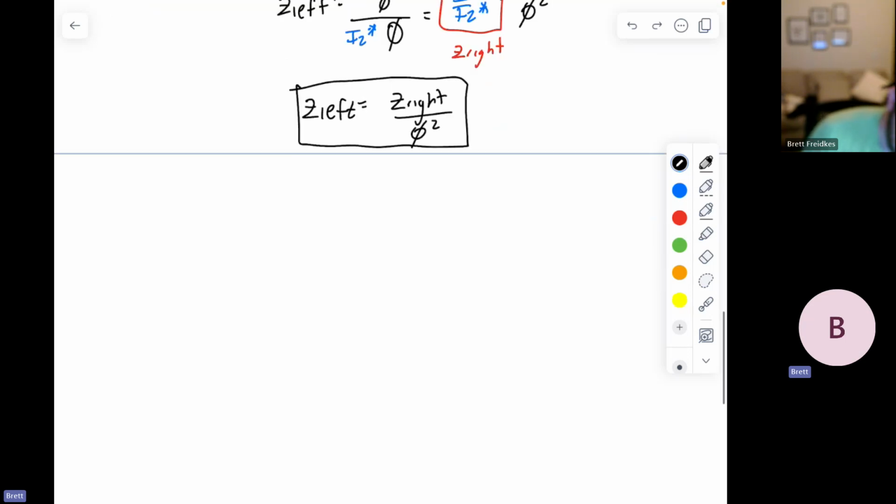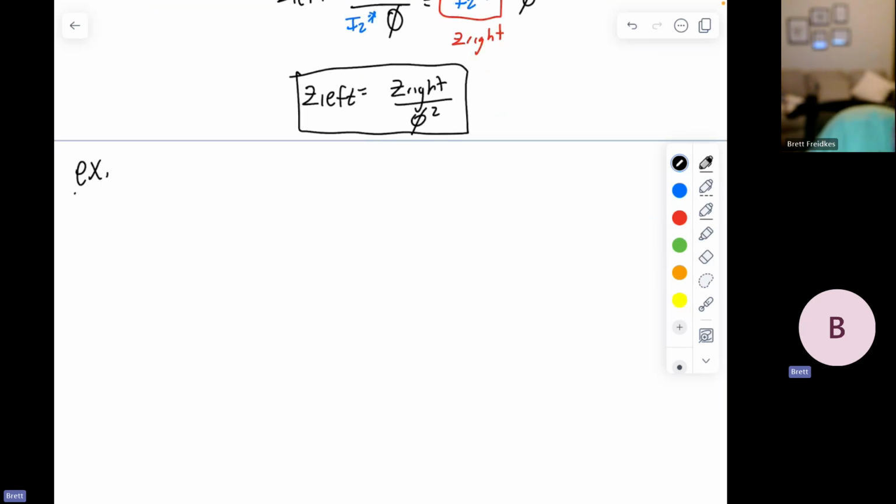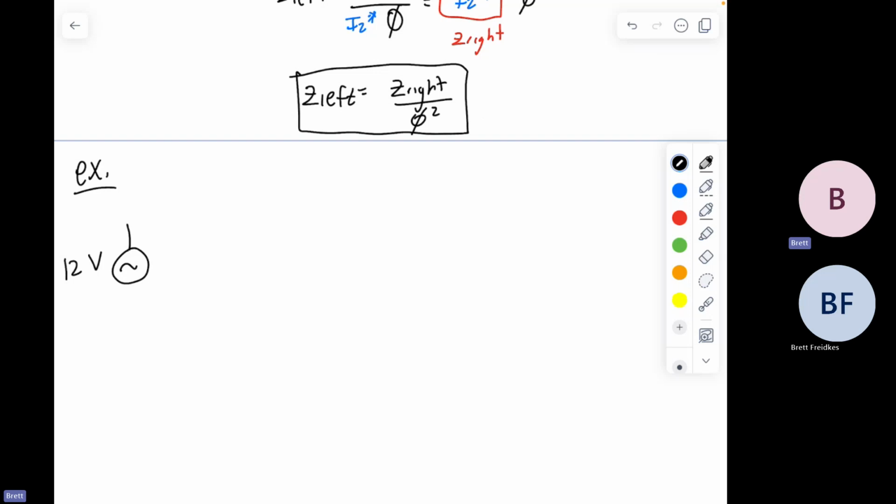So let's do one example. Let's say I give you a circuit where I have some 12 volt signal. We'll assume it's sinusoidal, because the inductor won't really work if it's not sinusoidal in real life, and we'll try to maintain that with our model.